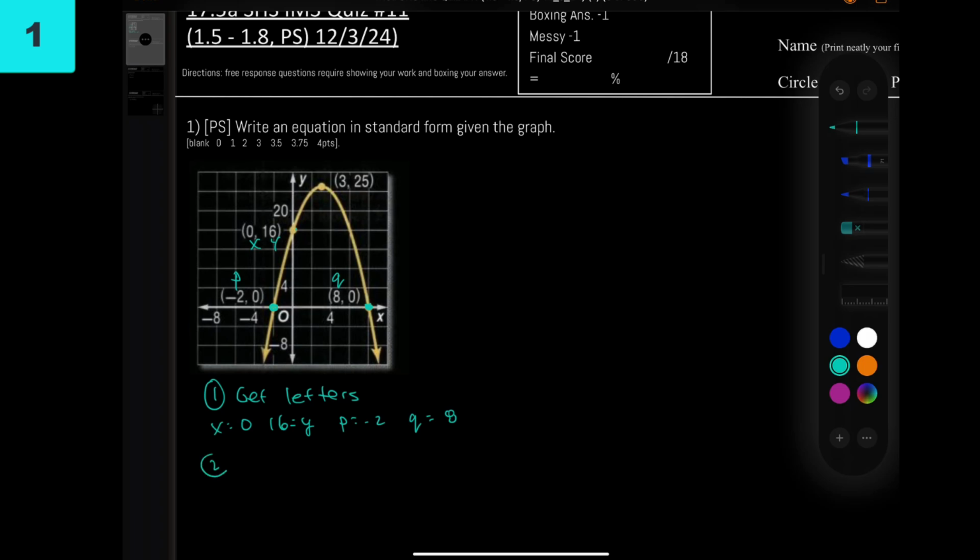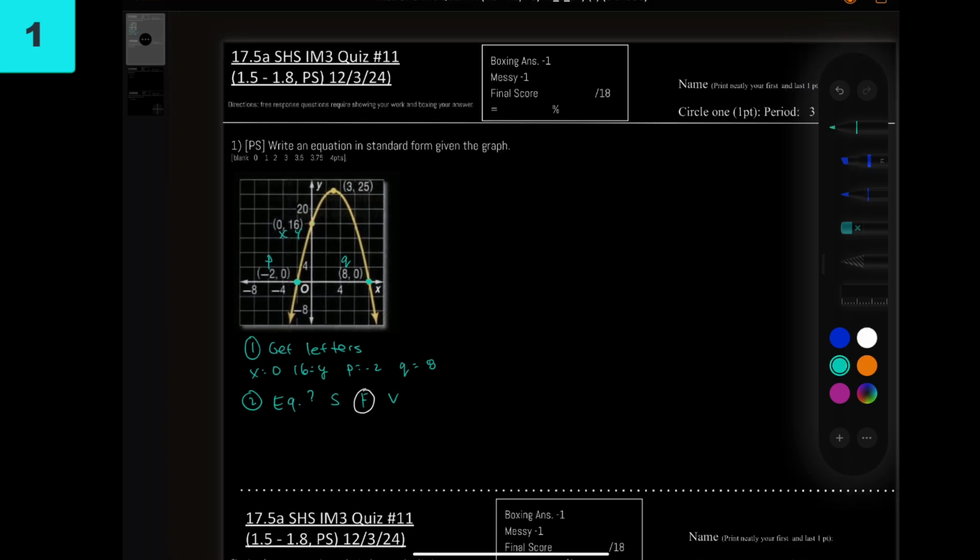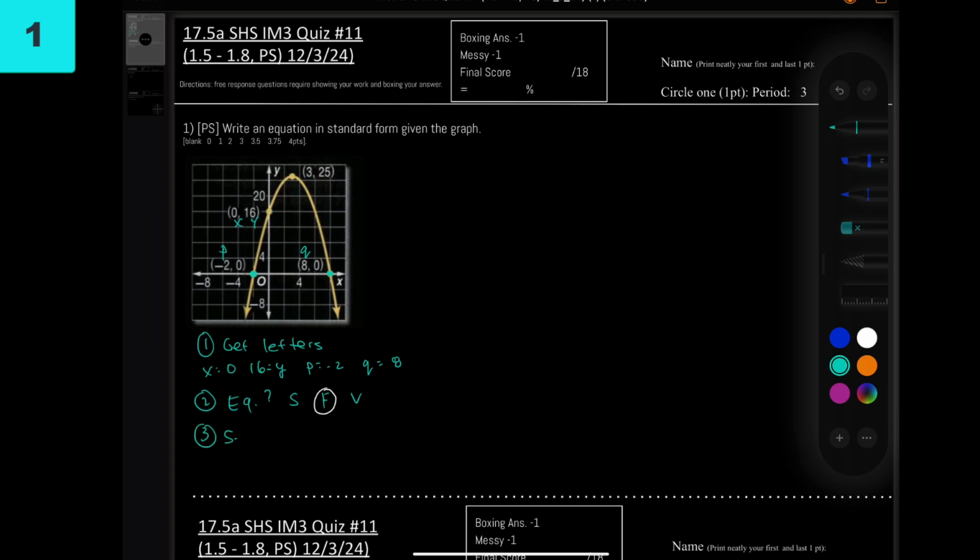From there, you're going to think about which equation or which form are you going to use. So I have standard, factored, or vertex. And in this case, we'll use factored form. So number 3, we're going to now solve for A. Solve for A. This was your project, right? So write the form down. Y equals A times X minus P, X minus Q.